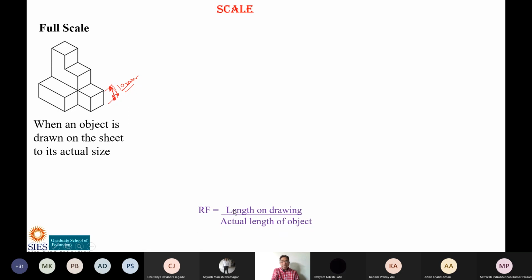So what is RF now? RF is length on drawing upon actual length of object. Now, for example, this is 10 mm. So actual length is how much? 10 mm. And what is the length on drawing? 10 mm. So what is the representative fraction? 1. So this is called full size scale. What is RF? RF is 1. Then reduced scale. This you have often used.